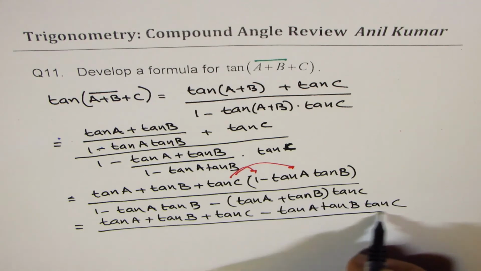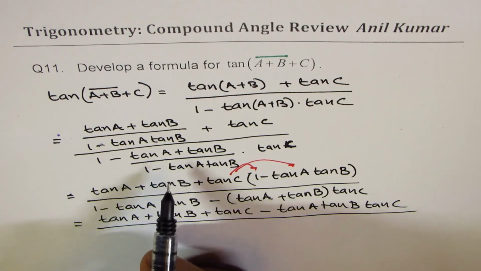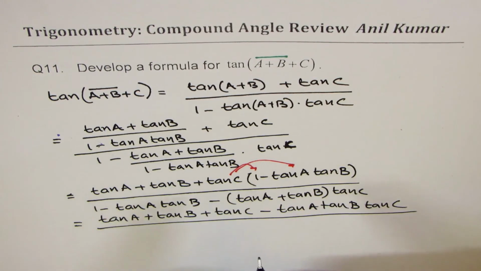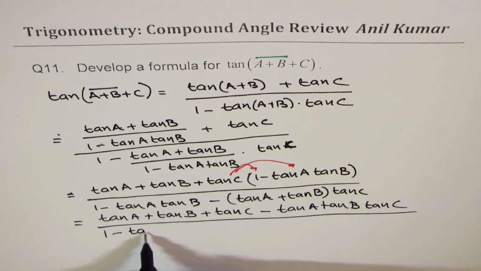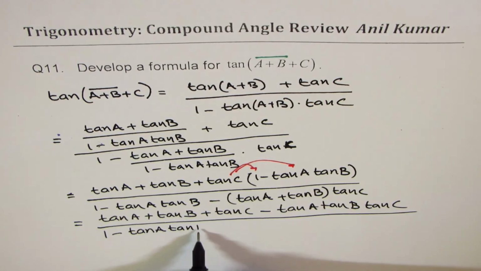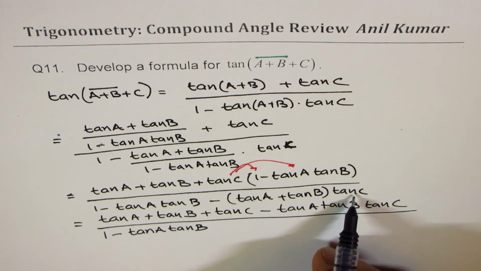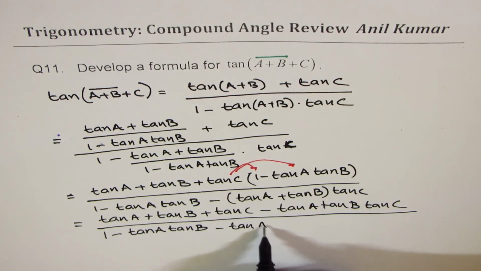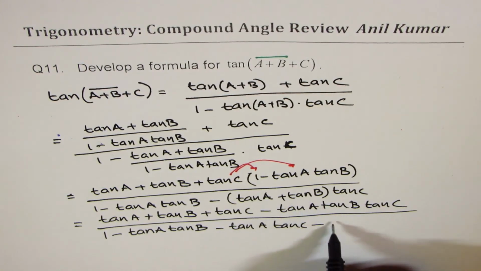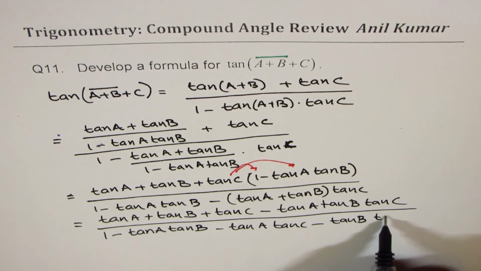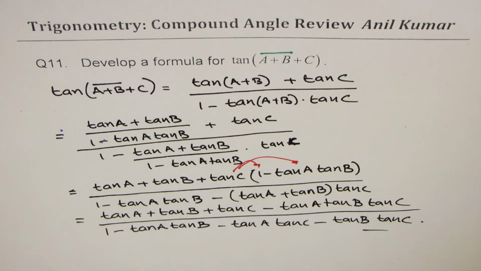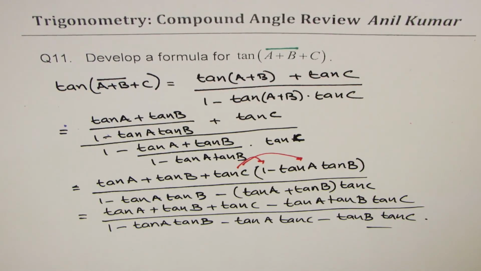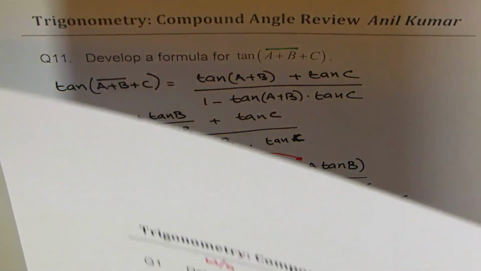And in the denominator we have, multiplying it here, we had all this, so 1 minus, let's rewrite, so 1 minus tan A tan B, open the bracket, multiply by tan C, so we have minus tan A tan C, and then we have minus tan B tan C, correct? So that becomes the formula for tan(A plus B plus C), right? I hope you learn all these steps, and I wish you all the best. So that's the end of it.